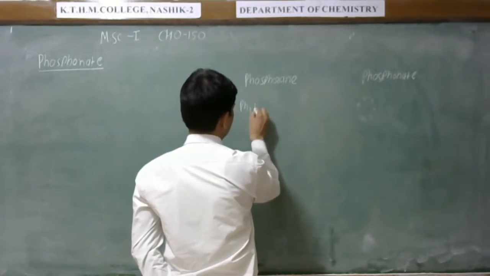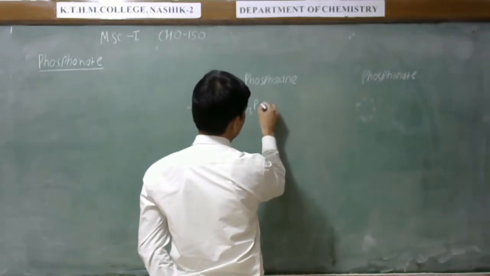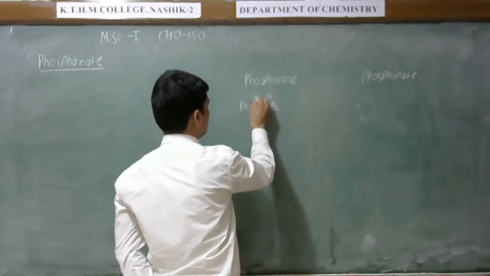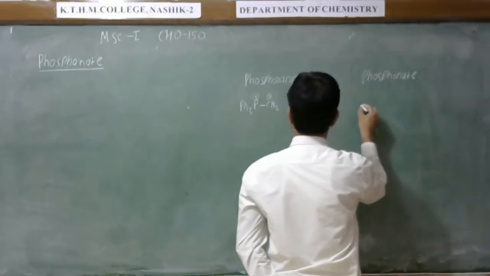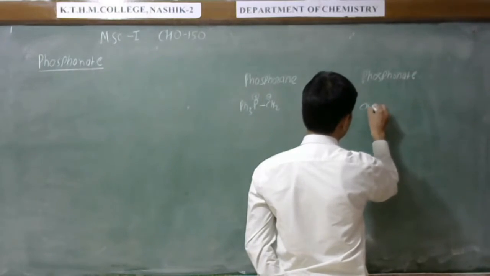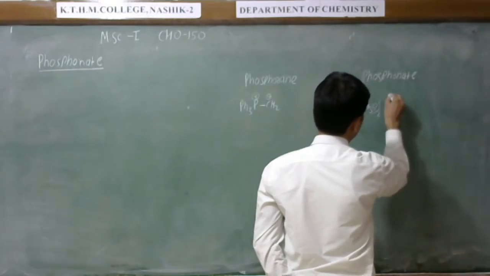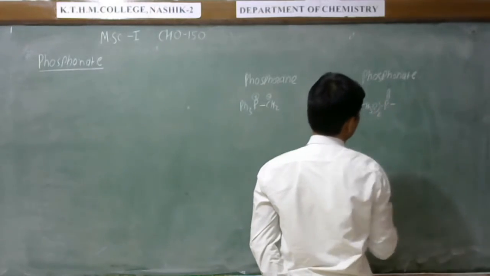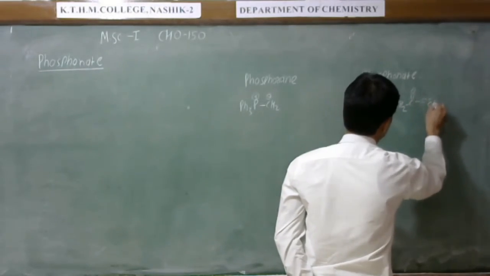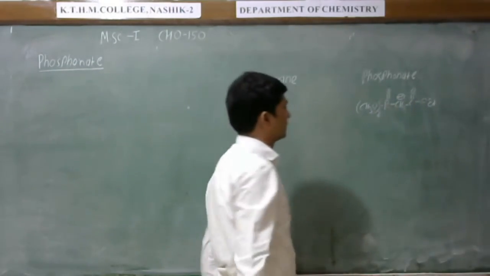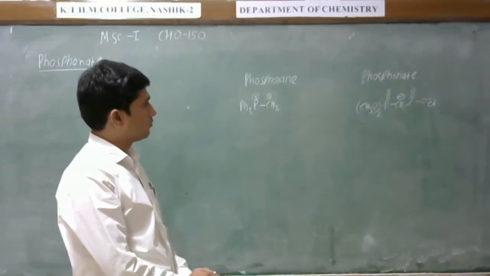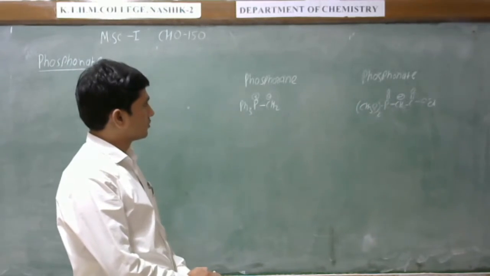Here the phosphorus has 3 alkyl or aryl groups. Here the phosphorus has 2 alkoxy groups, and one phosphorus double bond oxygen. See, this is the phosphonate. So these are the two types of phosphorus ylide: phosphorane and phosphonate.